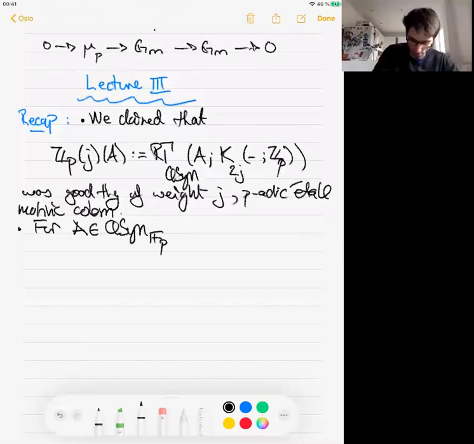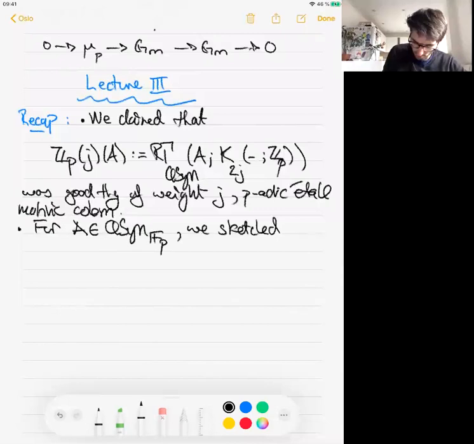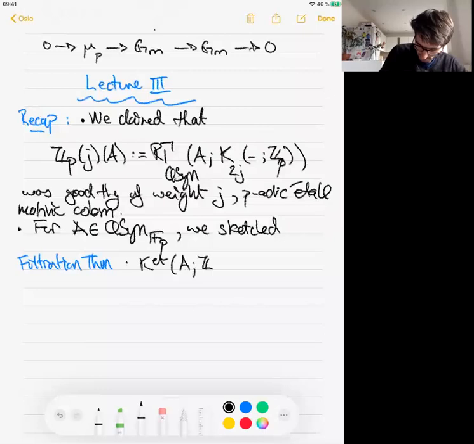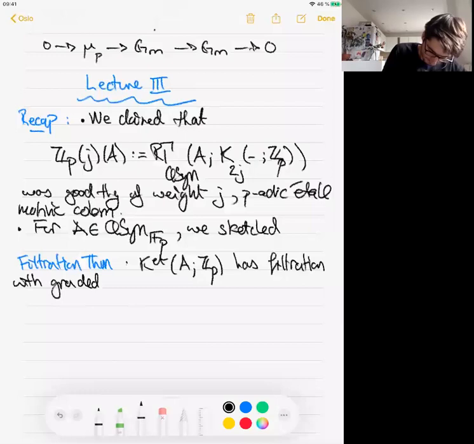And then four, in the case of F_p algebras, we sketched a proof of one of the key properties, which you could call the filtration theorem, stating that this does indeed correspond to a filtration, a Thomason-Hertzenbuch style filtration, on the p-adic étale K-theory of A. So we've got some complete filtration on the p-adic étale K-theory with graded pieces given by the usual Thomason-Hertzenbuch style shifts of this theory.